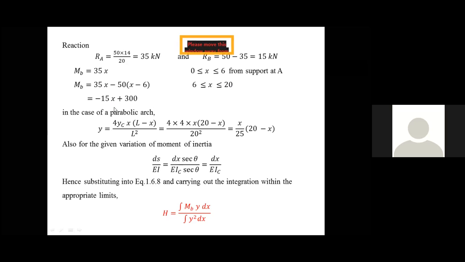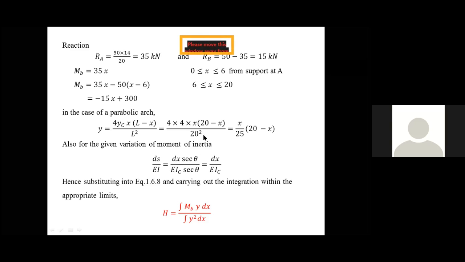The shape of the arch is known to be parabolic. The equation of the parabola is 4 yc x into (L minus x) by L square. We know yc is equal to 4 meters. Substitute it and simplify like this, so that integration is very easy. 4 into 4 is 16, 16 by 400 means 1 by 25. So y is x by 25 into (20 minus x). This is for easy purpose of integration.